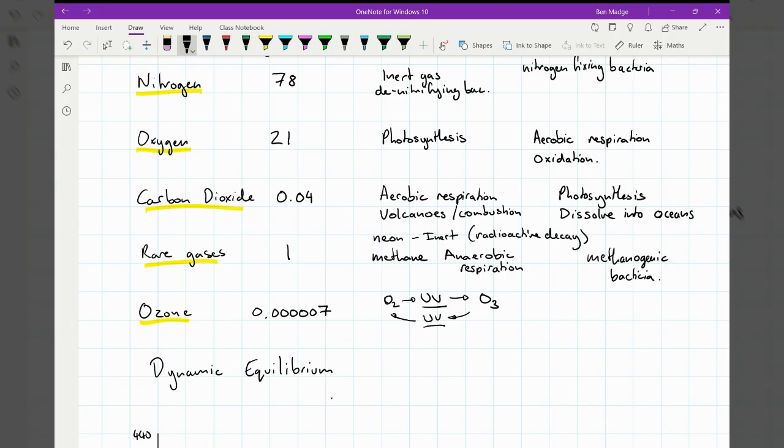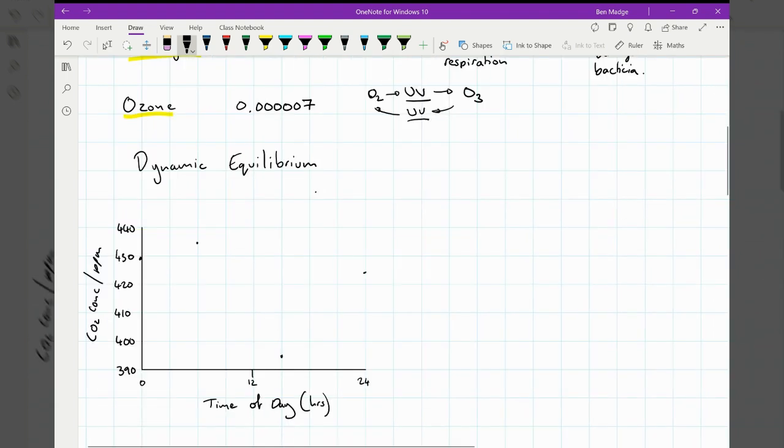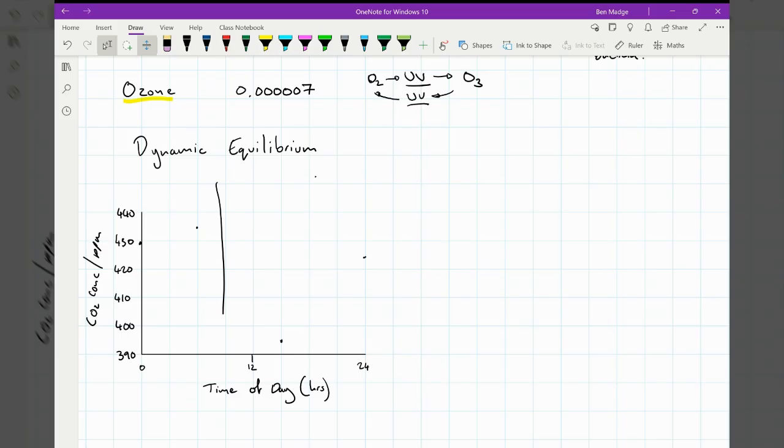So these gases have remained at a constant or relatively constant concentration for a very long time because they are in dynamic equilibrium.